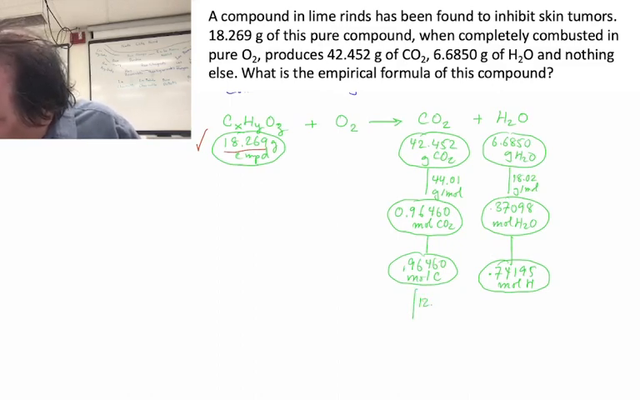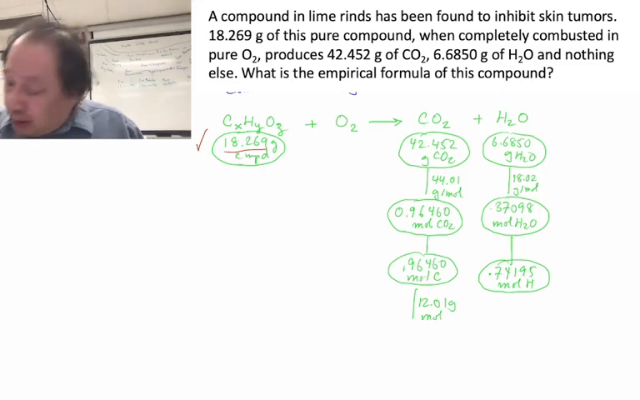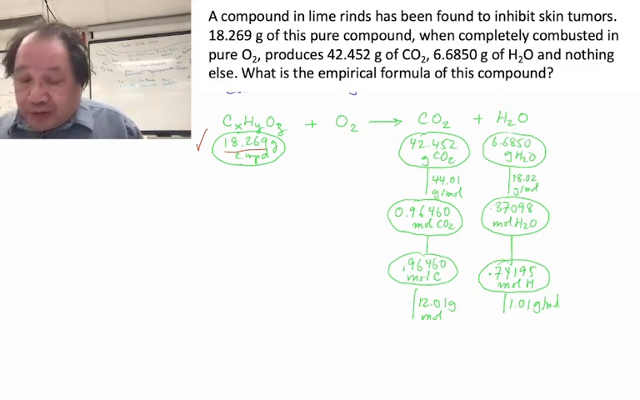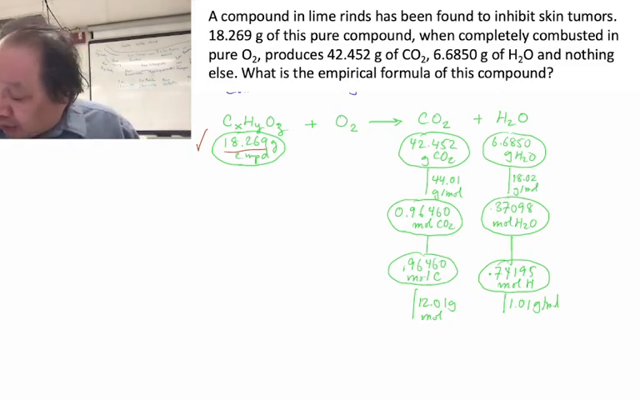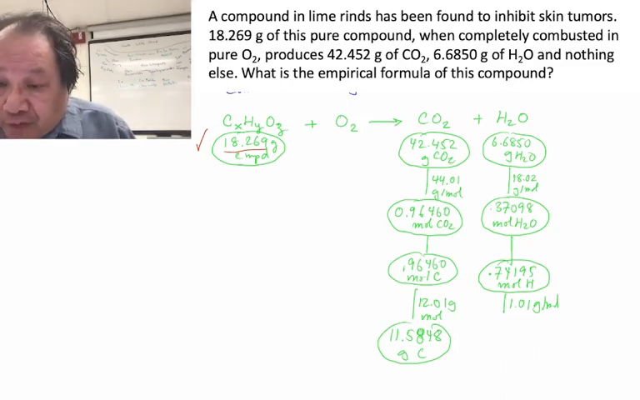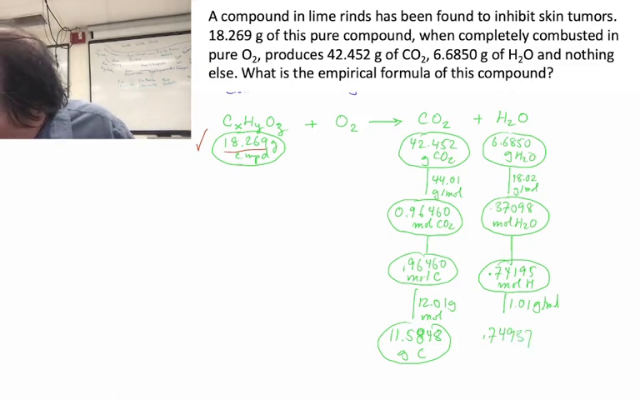Carbon is 12.01 grams per mole. Hydrogen is 1.01 grams per mole. We have the moles, we have the atomic masses. We can calculate the grams of carbon. It's 11.5848 grams of carbon, and we have 1.01 grams per mole for hydrogen atoms. That's 0.74937 grams of hydrogen, since we know the number of moles.